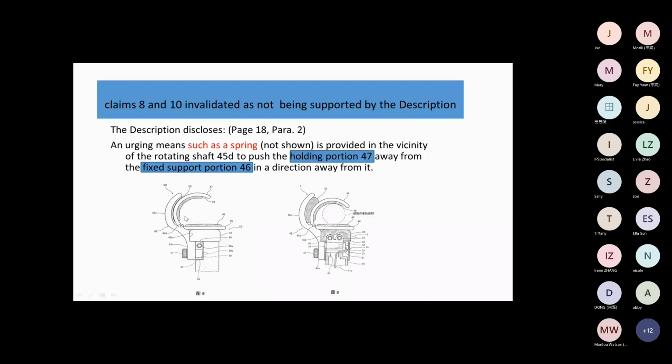This is just the status when the holding portion is away from the fixed portion, as indicated in the left picture. You can see that. Yeah, next.